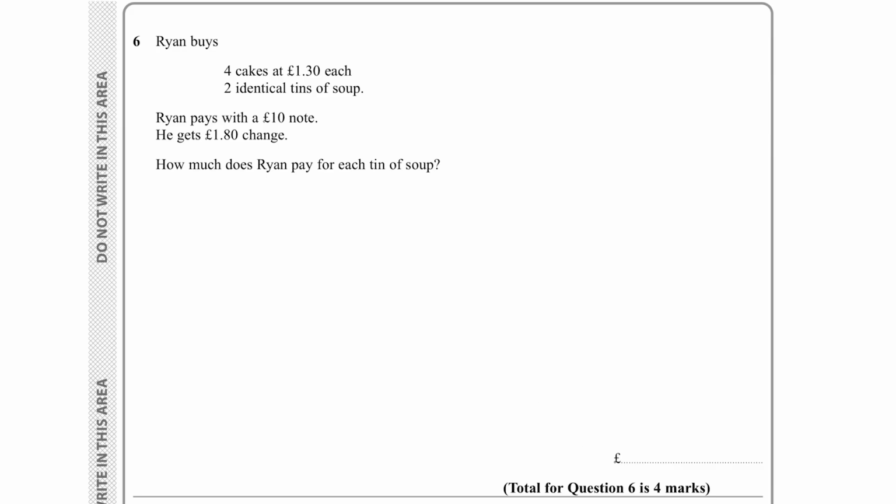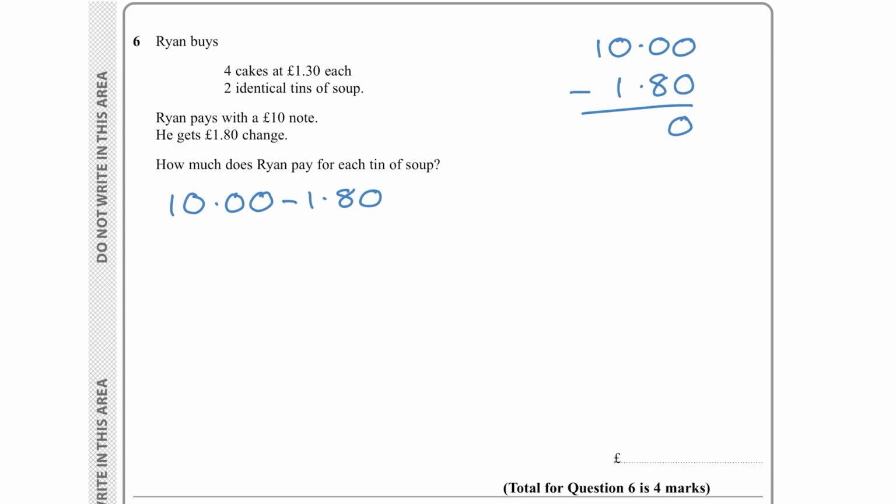So firstly, let's work out how much he paid. So we have £10 minus the £1.80. Let's do our working out over here. Minus 1.80. 0 minus 0, 0. 0 minus 8 we can't do, so we've got to borrow.